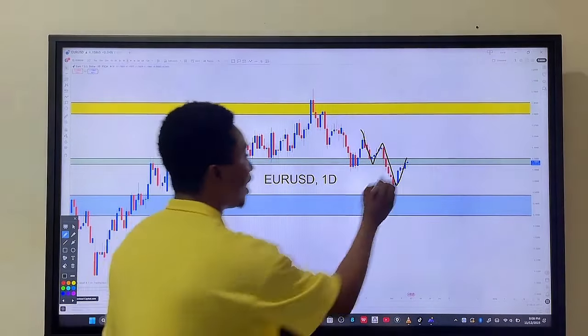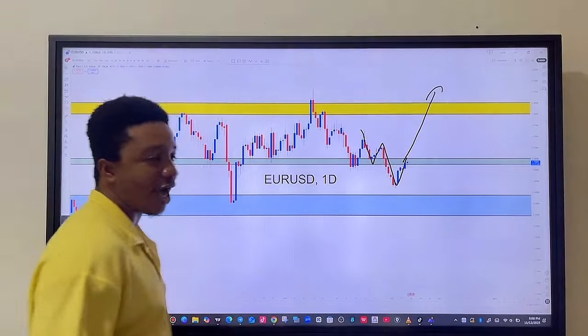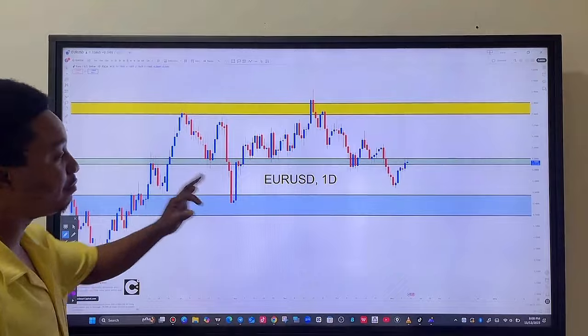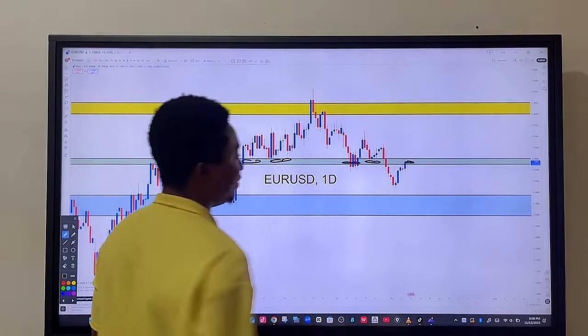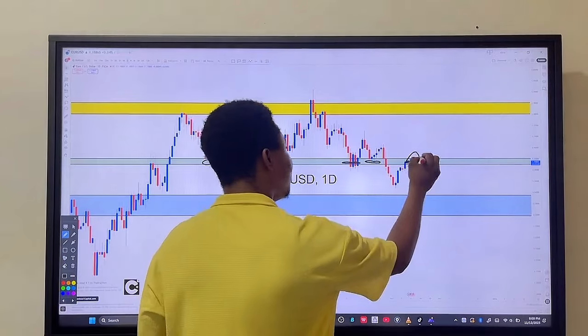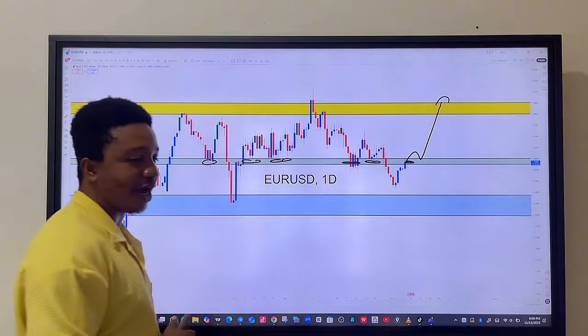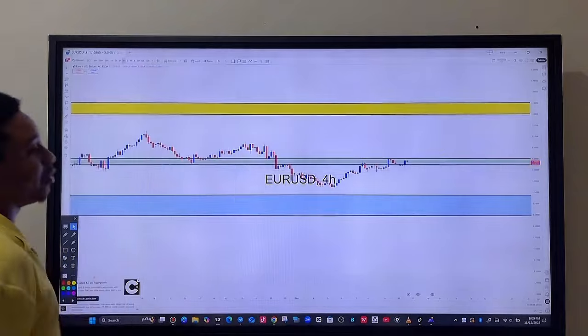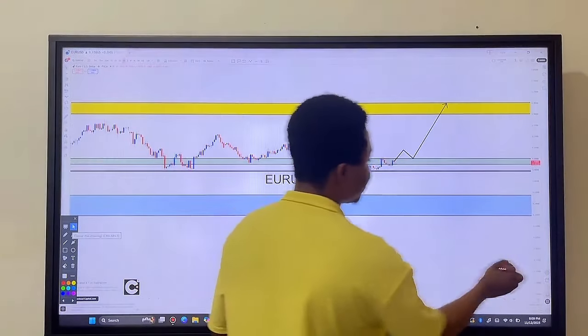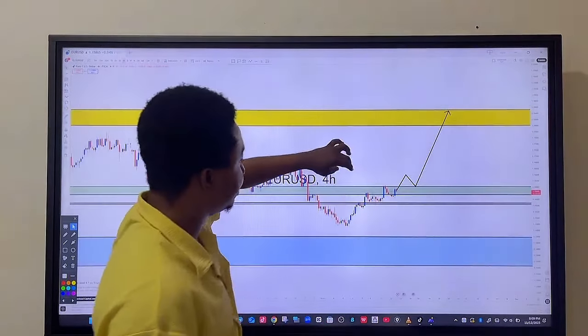So how then are we going to be able to pick buys when price is on this one level of sensitivity? We are going to wait for price to break above, retest, and then we can go all the way up in that manner. So let's take it to the 4 hour and let me show you exactly how we're going to pick the entry to the upside on Euro USD. So this is Euro USD on the 4 hour time frame. This is how we're going to pick our buy.